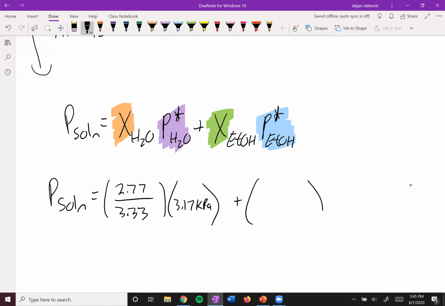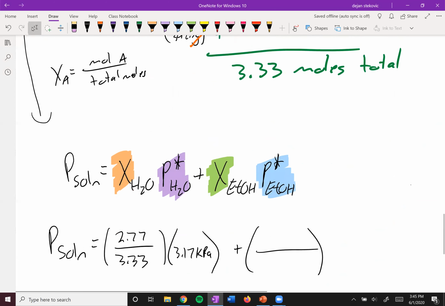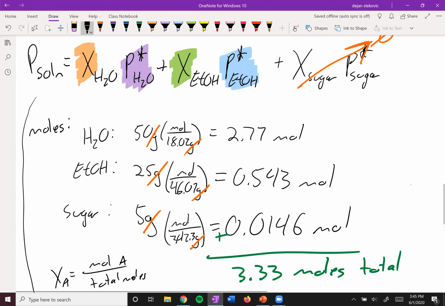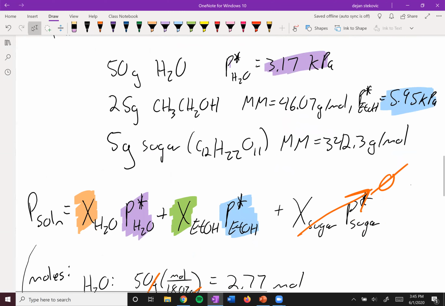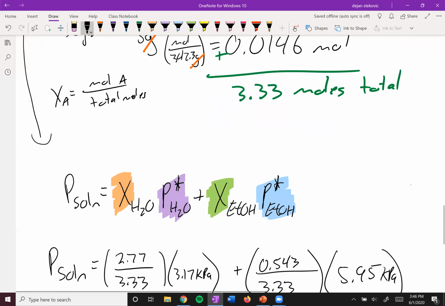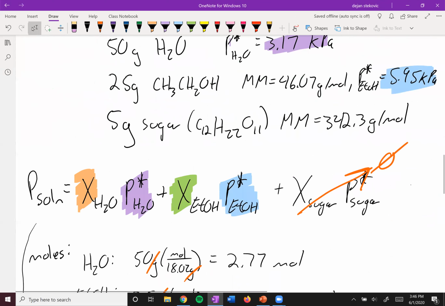To that, we add our mole fraction of ethanol. So we got 0.543 moles of ethanol over 3.33 total moles times the pure pressure of the ethanol, which is the 5.95 kilopascals. Plug all that in, and you'll see the vapor pressure of the solution is 3.63 kilopascals. So overall, not too bad. A bit tedious in trying to find all these numbers, but the concept really is not too complicated.